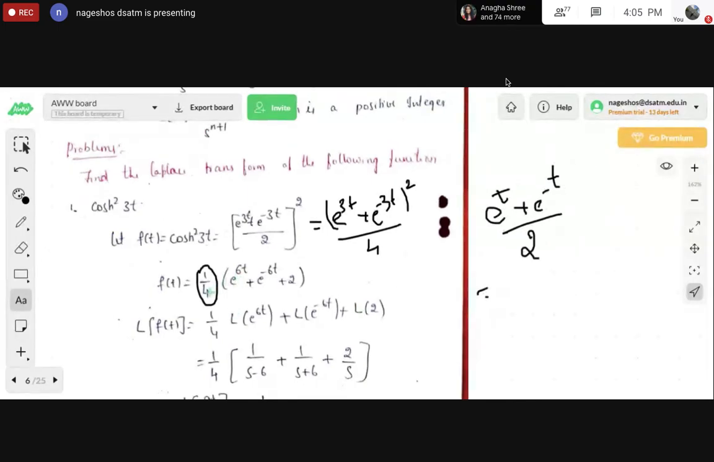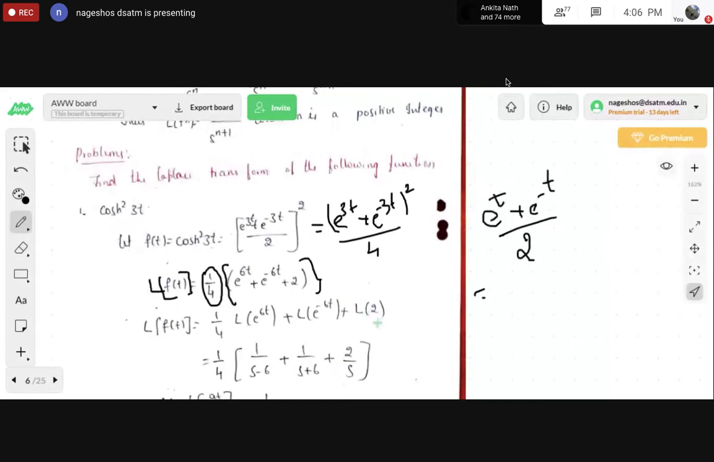Now take the Laplace transform. Take the Laplace transform separately for each term. So 1 by 4 into the Laplace transform of e power 6t plus the Laplace transform of e power minus 6t plus the Laplace transform of 2.